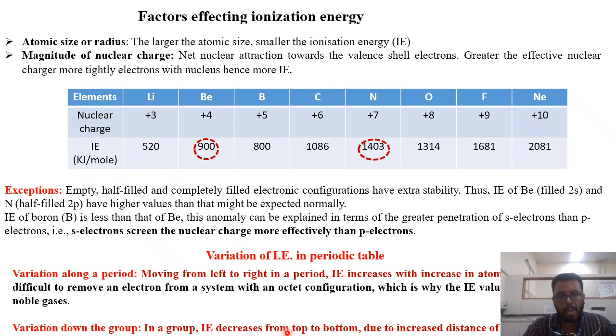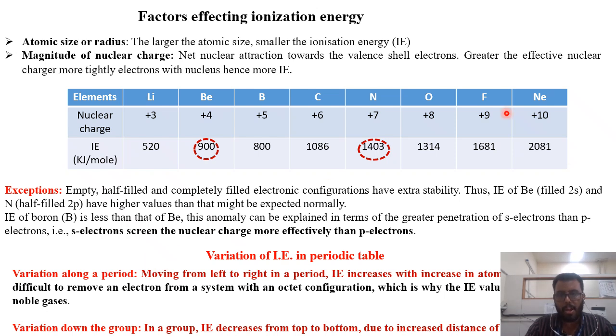Variation down the group: in a group, the ionization energy decreases from top to bottom. The reason is that the atomic radii or ionic radii also increase along the group. As a result, the distance of the valence electron from the nucleus increases. So the effective nuclear charge, the net nuclear charge, will be decreasing. When you move across the period, it is increasing. When you move down the group, the effective nuclear charge will be decreasing. That is the main reason.